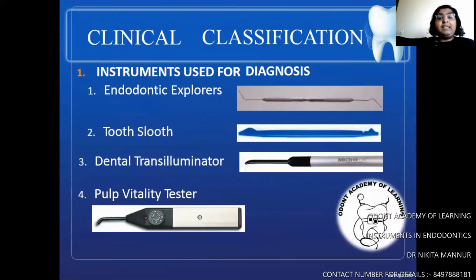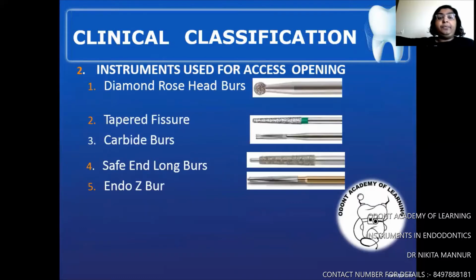Coming to the clinical classification, we have instruments used for diagnosis. Under that, we have endodontic explorers, tooth sleuth, dental transilluminator, and pulp vitality tester. Coming to instruments used for access opening, we have diamond round head burs, tapered burs, carbide burs, Safe-ended burs, and Endo-Z bur.